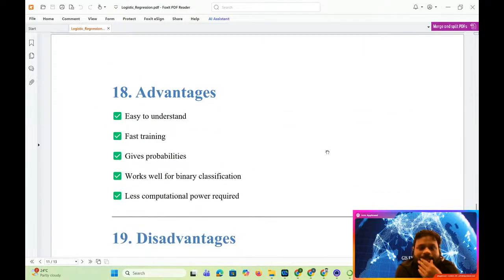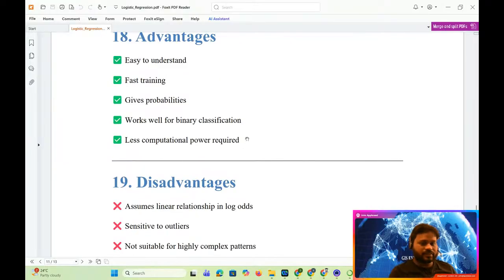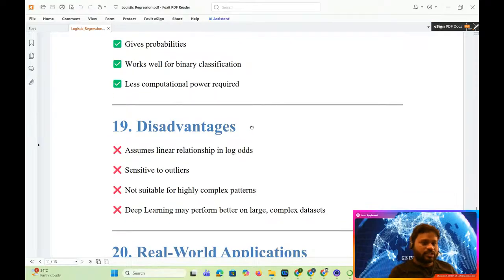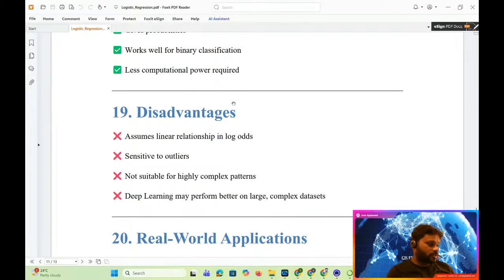Advantages of logistic regression: it is easy to understand, has fast training, gives probabilities, works well for binary classification, and requires less computational power. Disadvantages: it assumes a linear relationship in log odds and is sensitive to outliers. You have to be careful about outliers and inliers, because if they are present then the model will give you wrong predictions.